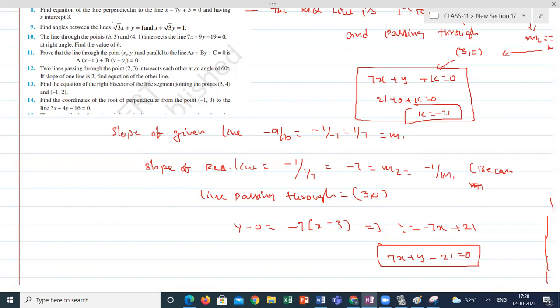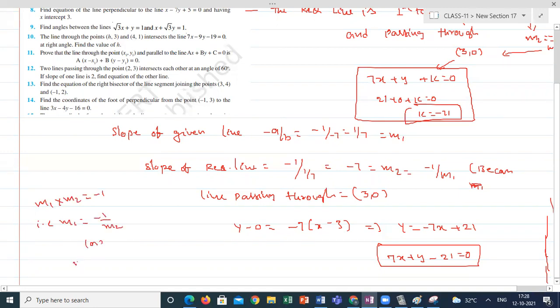Product of the slopes is minus 1. What is the meaning of product of the slopes is minus 1? m1 into m2 is equal to minus 1. That is, m1 is equal to minus 1 by m2, or m2 is equal to minus 1 by m1. Anything is possible. So I am using it straight away. Okay, sir. Understood why I took it straight away? Yes.